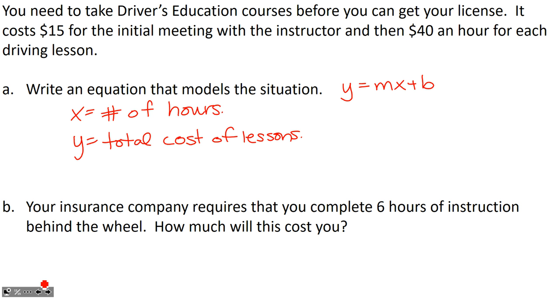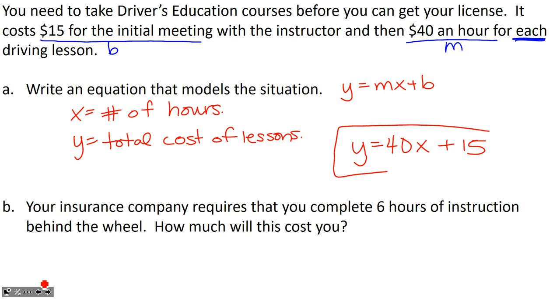Remember, when we use y equals mx plus b, we're looking for the per, each, every, that's the slope. So it tells me here that they charge me $40 an hour for each driving lesson. That's going to be my slope. And then b is the initial cost, or the starting amount. The initial meeting is $15. That's going to be my b. So I put those things together. y is equal to 40x plus 15. There's my equation.